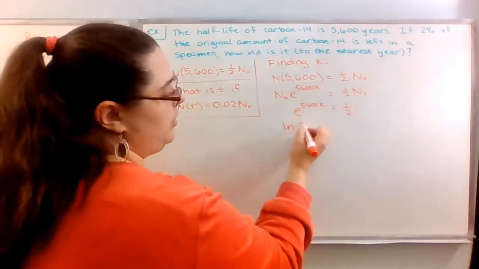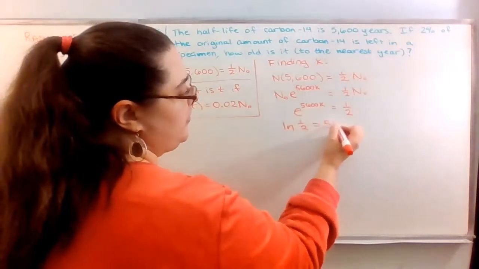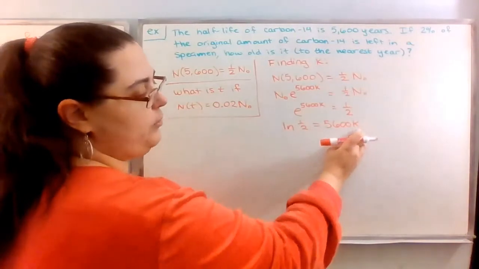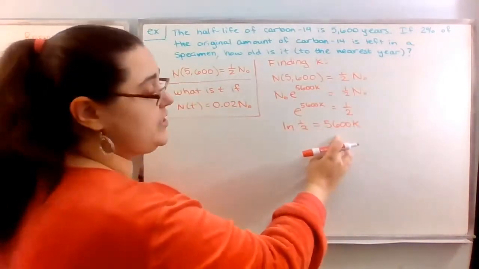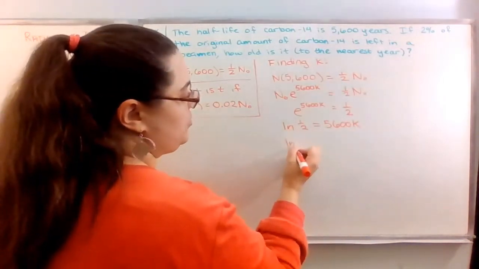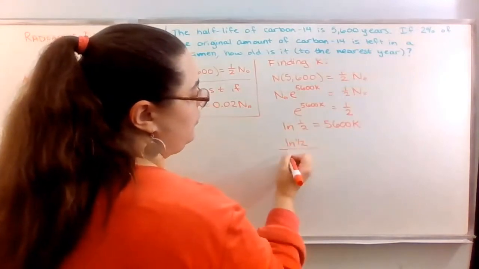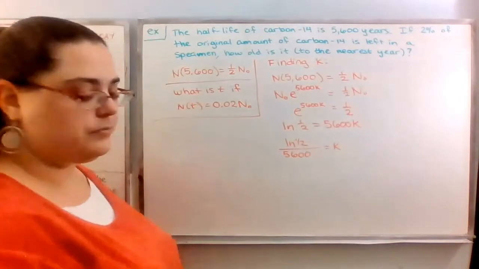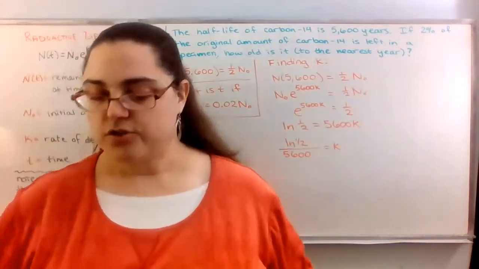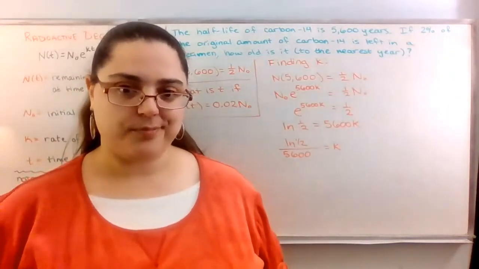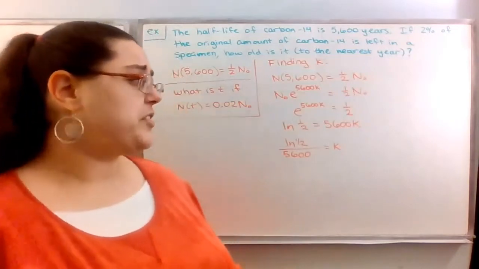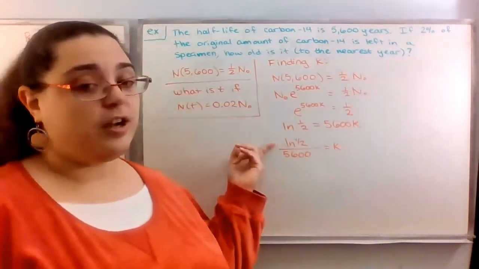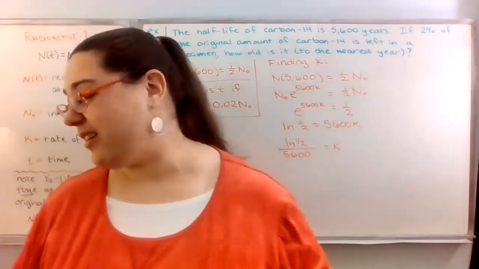So the natural log of 1/2 is 5,600 K. So to get that decay rate, we're just going to divide by 5,600. So we have the natural log of 1/2 over 5,600 is equal to K. So this is going to be our decay rate. Now, you might say, Professor Rad, but you told us this was going to be a negative number. So the natural log of 1/2 is actually a negative.